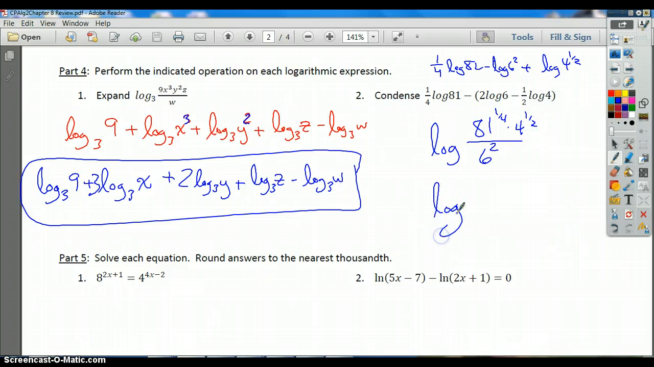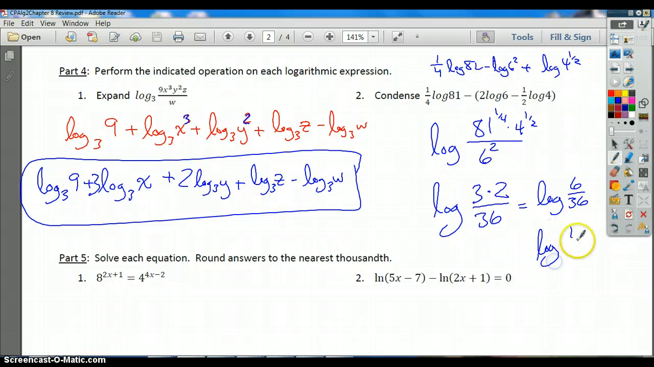So here we go. Log of 81 to the 1/4 is 3. Square root of 4 is 2. And then 6 squared is 36. So I'm looking at log of 6 over 36, which we know is 1/6. Okay? And basically, let's keep moving here.